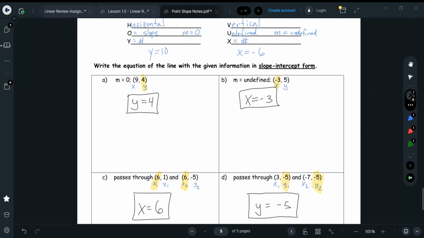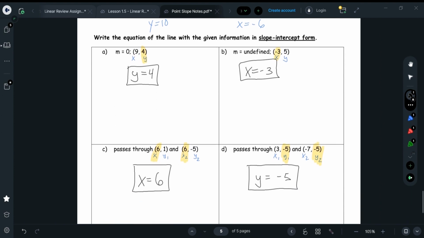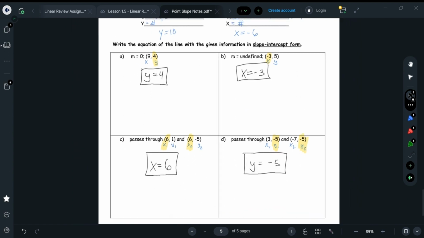These were our special case lines, which are either horizontal or vertical. They have some pretty basic equations like the ones you see here. And hey, that finishes it up for us.